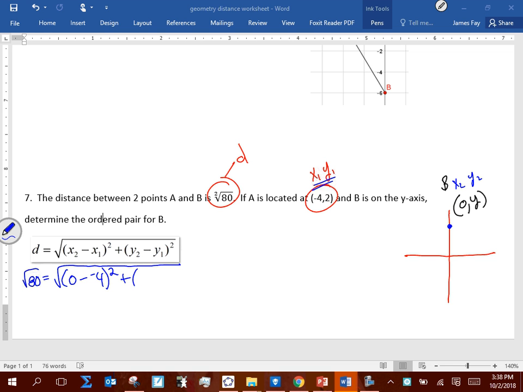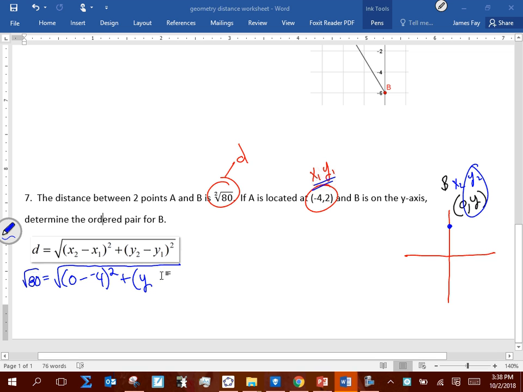Square that. Plus then y sub 2. Y sub 2 is that y, I don't know what it is. Minus then y sub 1, which is 2. Okay?